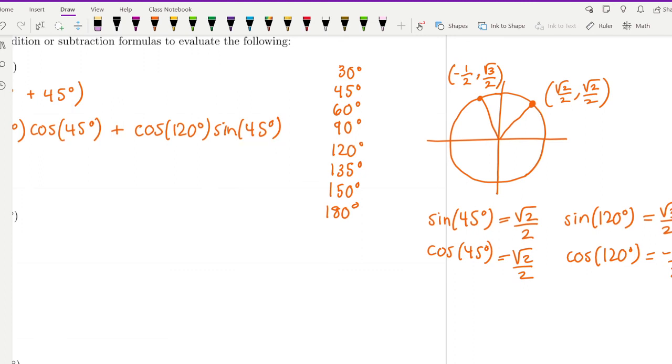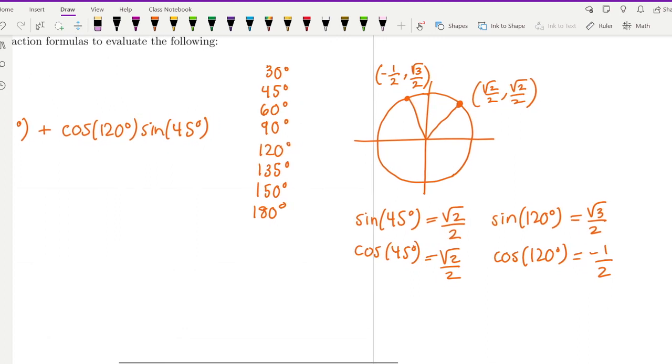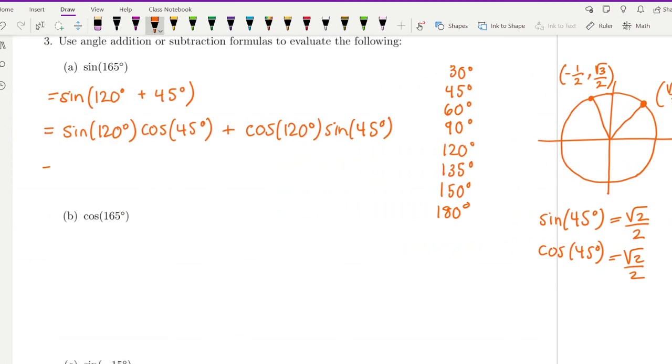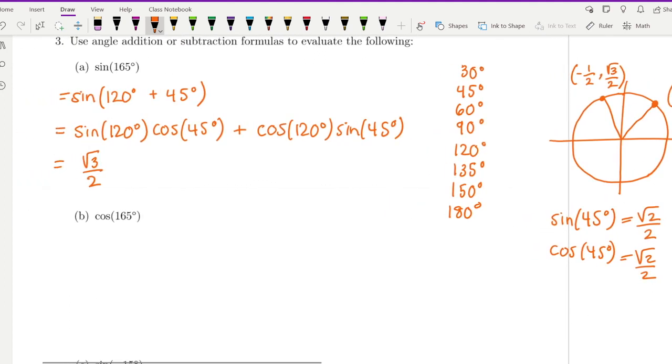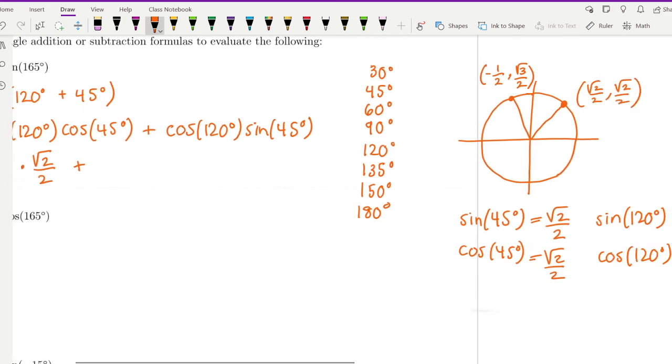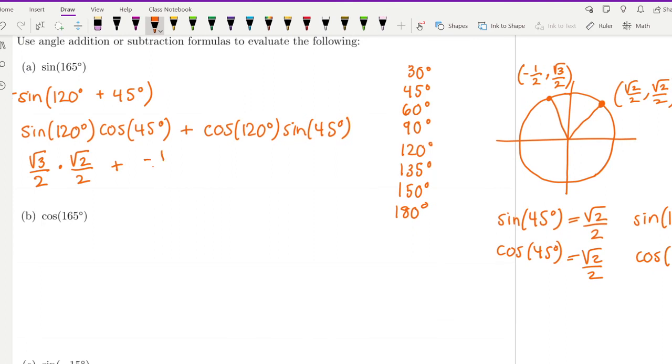So the first thing we have is sine of 120. So sine of 120 was root 3 over 2. Then we have cosine of 45, that was root 2 over 2. Then we have cosine of 120, so that was negative 1/2. And then we have sine of 45, which was root 2 over 2. And so if we combine these, we'll get root 3 times root 2, that's square root of 6, and then we have minus square root of 2, and that is all divided by 4, because the two denominators multiplied together give us 4.